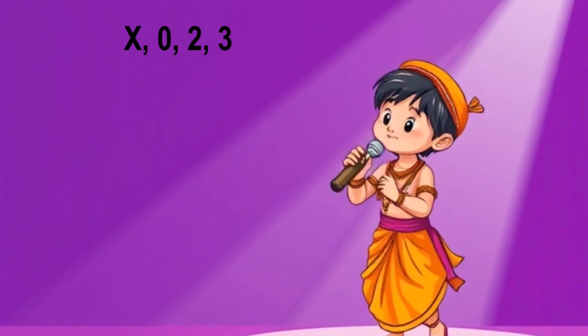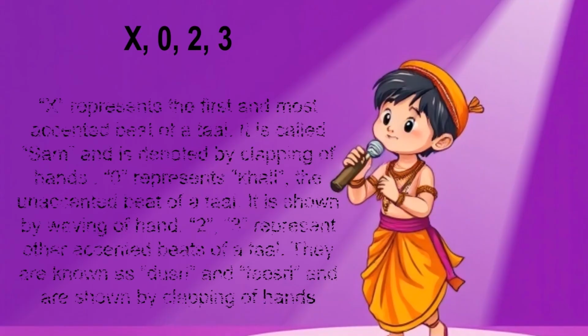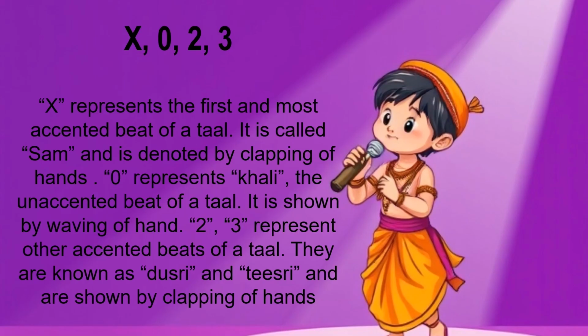Here, X represents the first and most accented beat of a tal. It is called sum and is denoted by clapping of hands. 0 represents khali, the unaccented beat of a tal. It is shown by waving of hands. 2 and 3 represent other accented beats of a tal. They are known as dusri and tisri and are shown by clapping of hands.